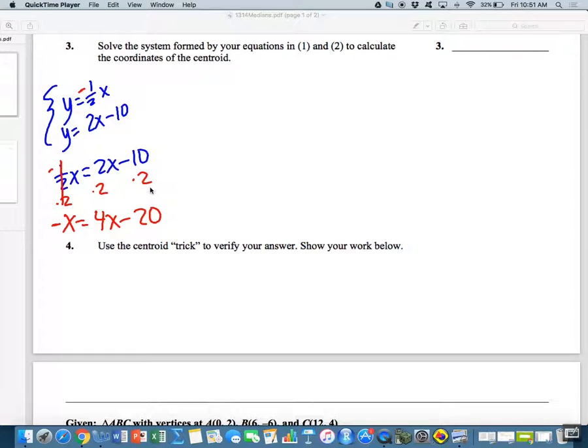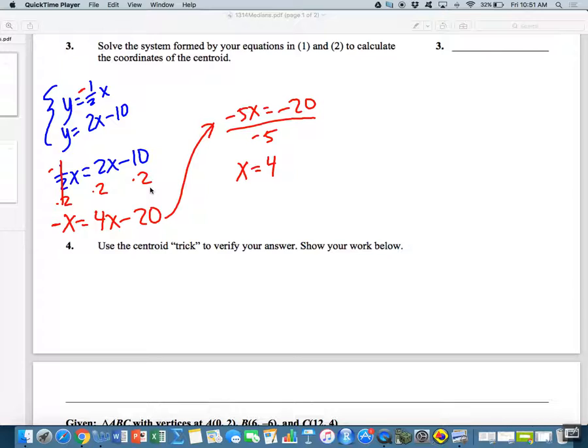Okay, subtract 4x. So we get negative 5x equals negative 20. If I divide everything by negative 5, I get x equals 4. Am I still doing okay?